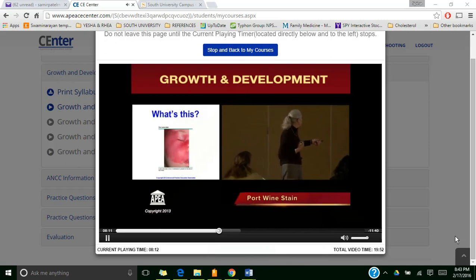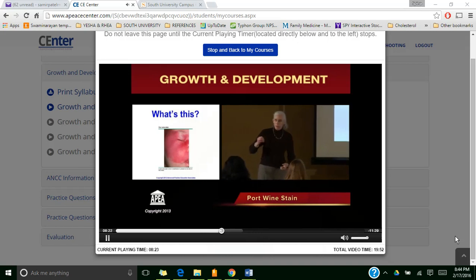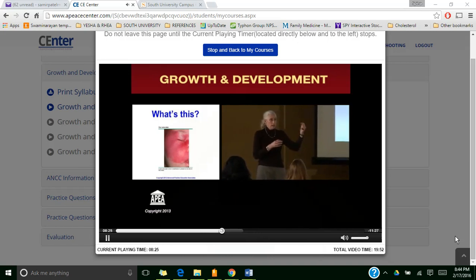Anytime there's a concern or a question in your mind about what something is, derm gets them. Derm will do a biopsy if they don't recognize it on sight. A lot of these get biopsied anyway, just so they can make sure that they get an accurate diagnosis right at the beginning.